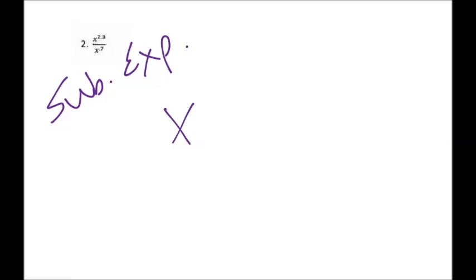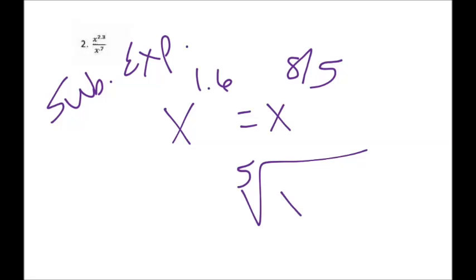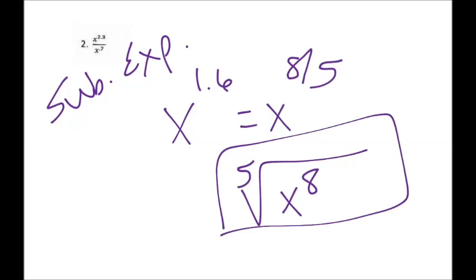When you are dividing, or you have a fraction, you will subtract your exponents. So you simply go 2.3 minus 0.7. And you get x to the 1.6. Go math, enter, enter. That's x to the 8/5, which is the same thing as the 5th root of x to the 8th.